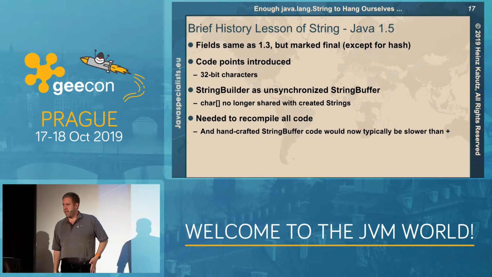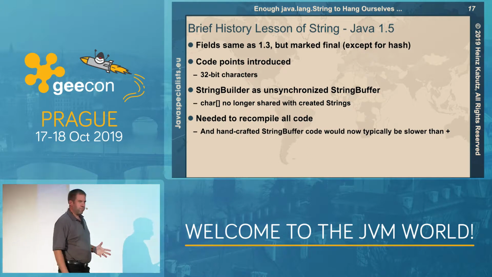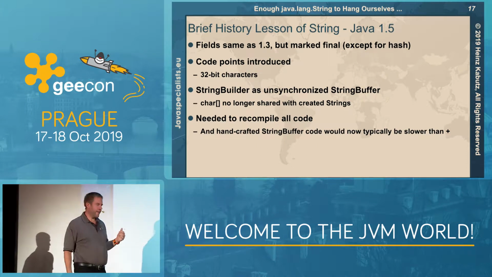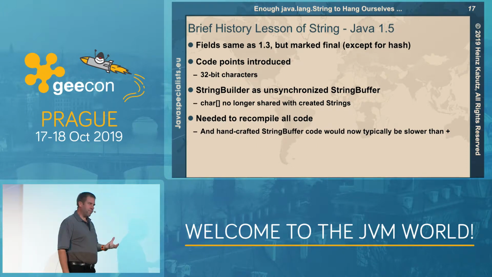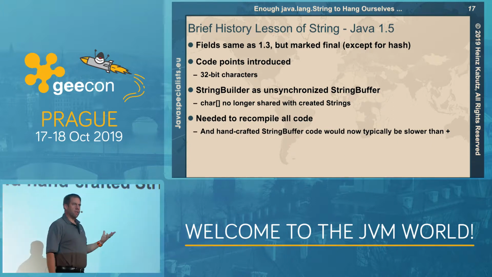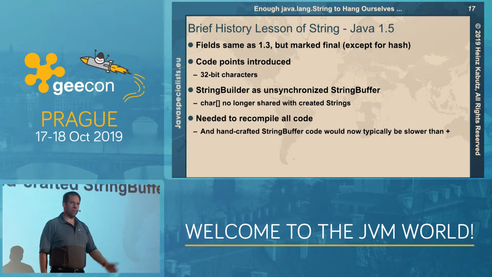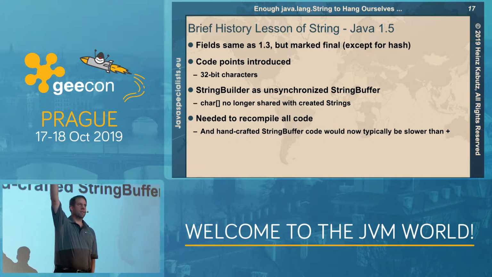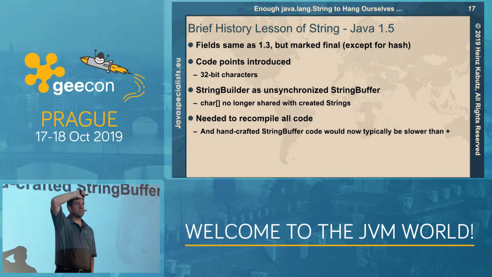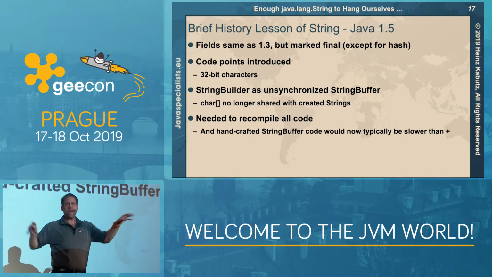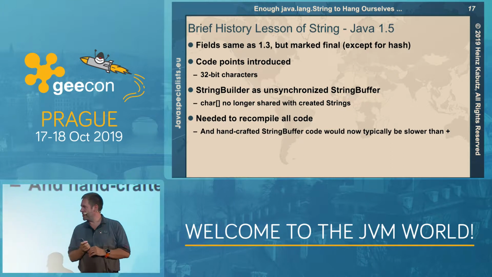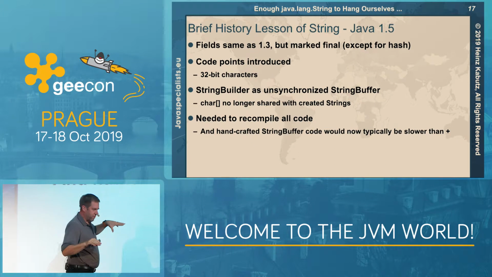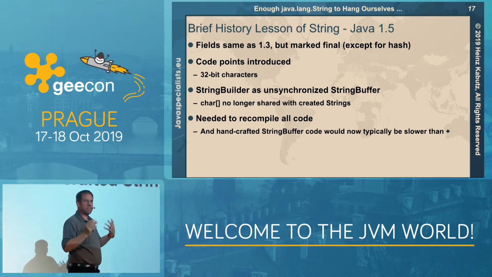In 1.5, they tried to solve a few problems. So the first problem they tried to solve is that StringBuffer itself was synchronized. Now, we all know that synchronized methods are expensive to call, right? Who knows that synchronized methods are expensive to call? All right, good, because it's not actually true, but we all think that, right? So for StringBuffer, they wanted to have another class, which was StringBuilder, without synchronized methods.